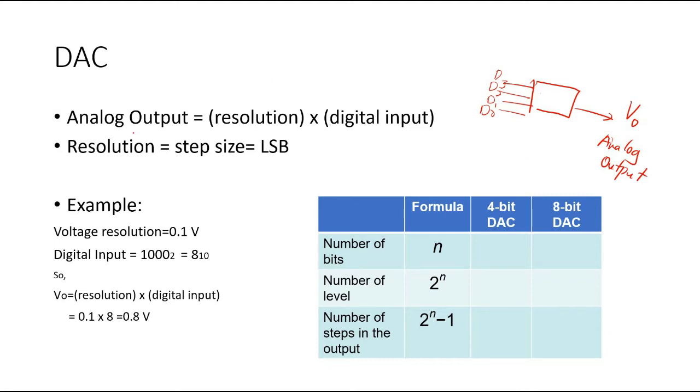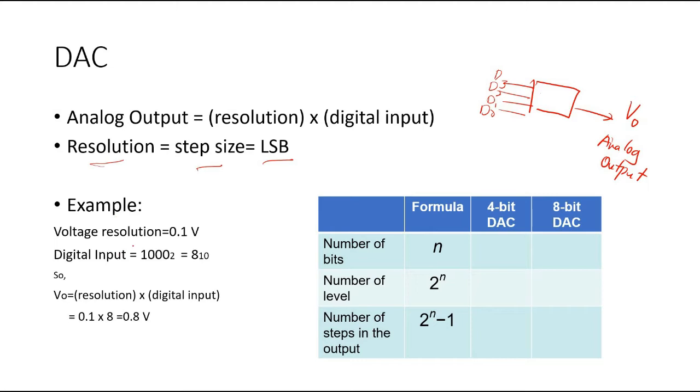Okay, so the equation here is analog output equal to the resolution multiplied by digital inputs. The resolution is equal to the step size and the least significant bit. So this equation you have to remember.